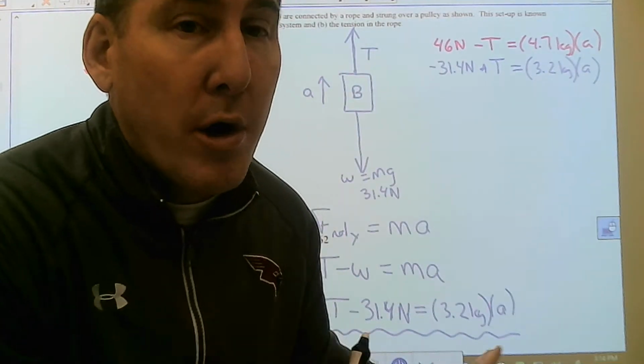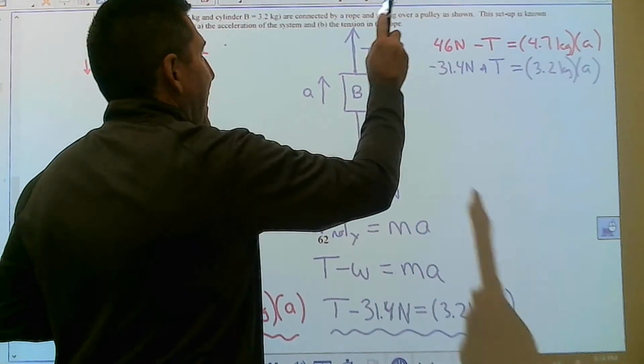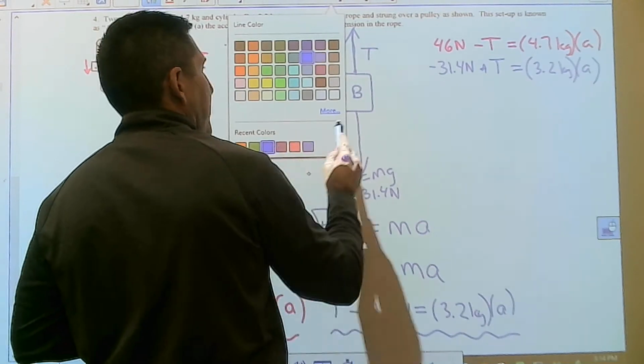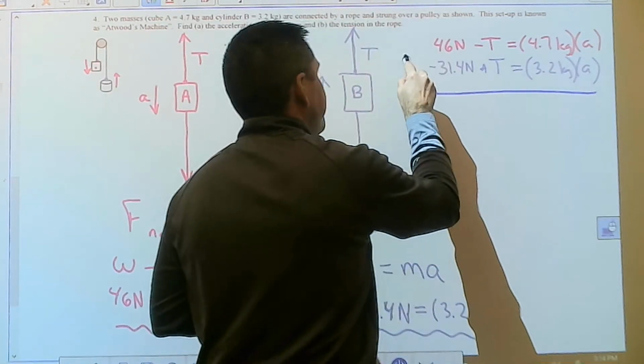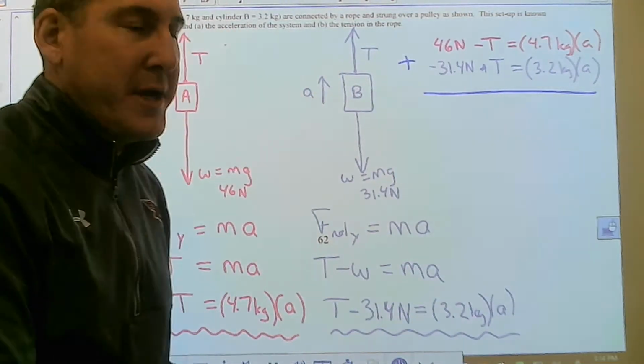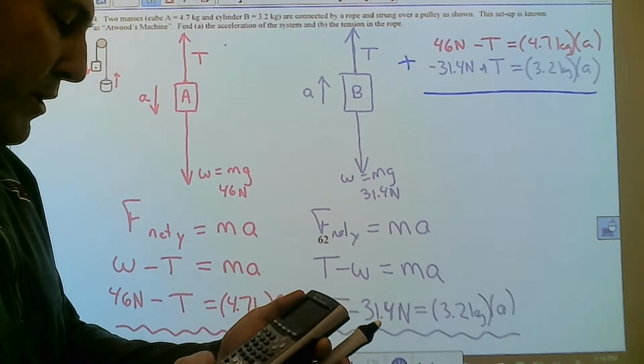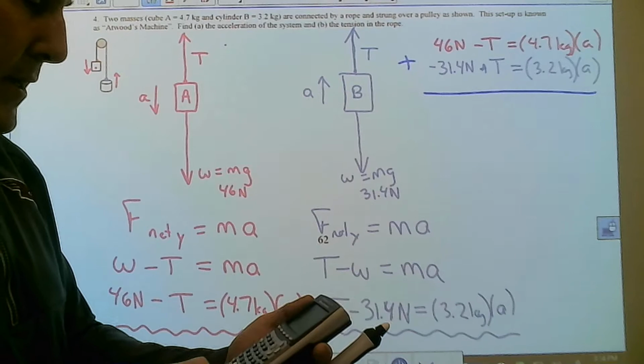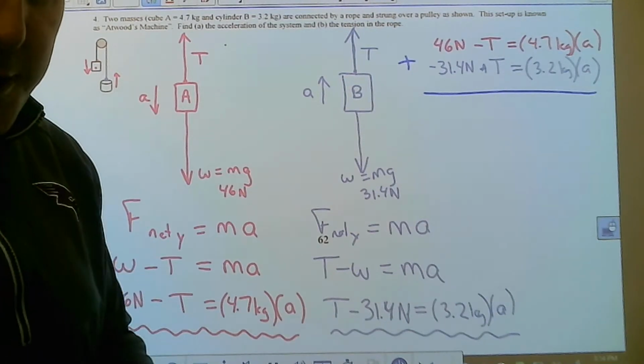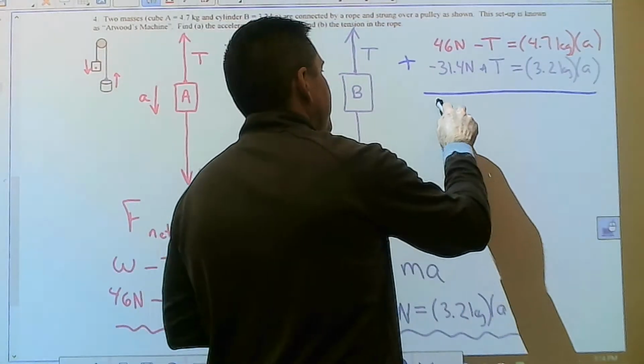Again, substitution will work. This is even quicker. I'm going to line the two up. I'm going to add them together, which gives me a positive 46 minus a 31.4 for a total of 14.6 newtons.